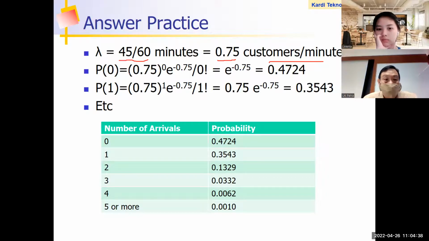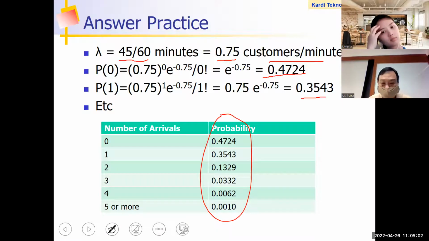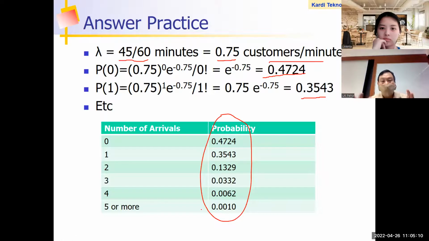So P0, you put into the formula: mean 0.75 exponent 0, e exponent minus 0.75, divided by 0 factorial, and you get this value. Again, P1, you just input again, you get this value. So the probability distribution of the theory is this one. Then you can check whether this theory compared to the actual is close or not.